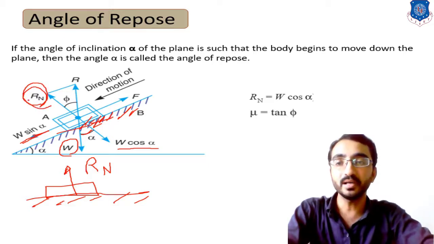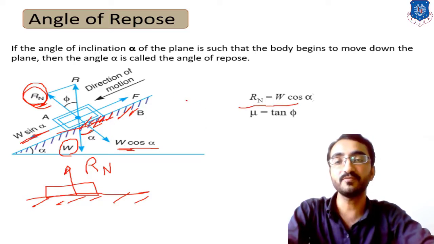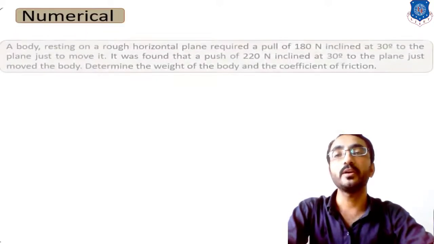Okay, so from this diagram, if we consider the equilibrium, then Rn is equal to W cos alpha. Okay, so this fundamental will help us to solve the numericals. So let's consider one numerical.